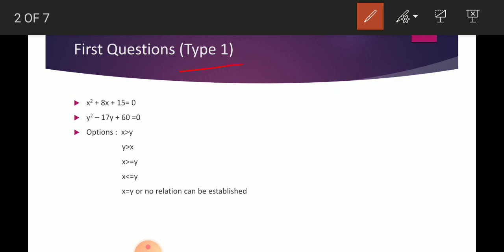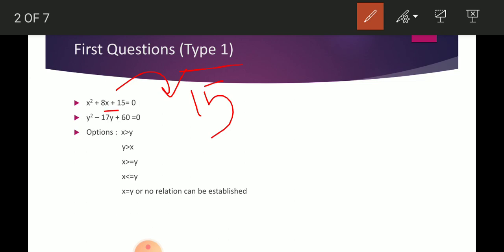Okay, now this is our type 1 problems. Type 1 problems are such problems in which the coefficients of x square and y square are same. In this case these two are 1. How to solve this problem? At first we have to multiply the coefficient of x square and this constant term, so we will get 15. Now we have to factorize 15 in such a way that we can get the middle term from those values.